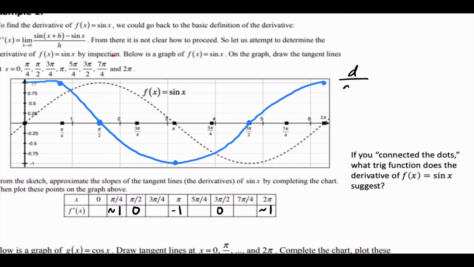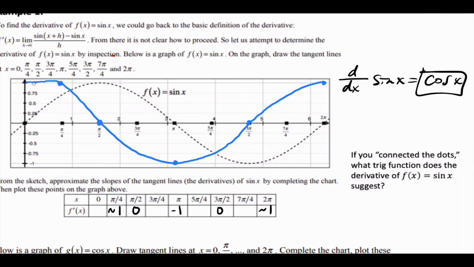Guess what the derivative of sine of x is? Cosine of x. The derivative of sine is cosine for that reason. When I graph the derivatives, it turns out to be cosine, right? So the derivative of sine is always going to be cosine.